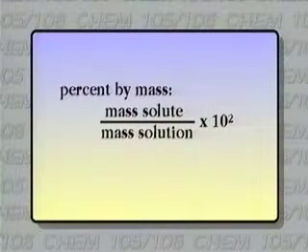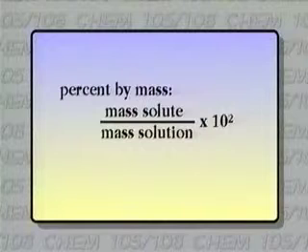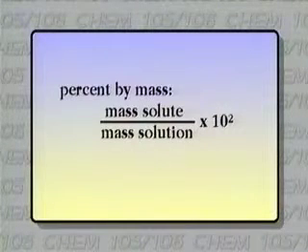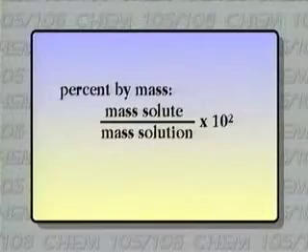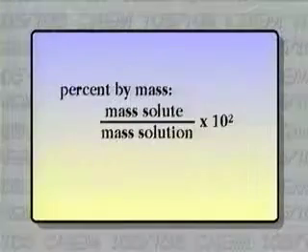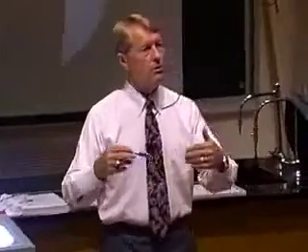So it's going to be grams of solute over grams of solution times 10 to the second. If I were to go to the grocery store, for instance, and pick up a bottle of bleach and look at the label, it would say it contains a 5.25% solution of sodium hypochlorite. What that tells me is that we have 5.25 grams of sodium hypochlorite per 100 grams of solution. That's very definite. That's very quantitative. We know exactly how much we're talking about in that case.